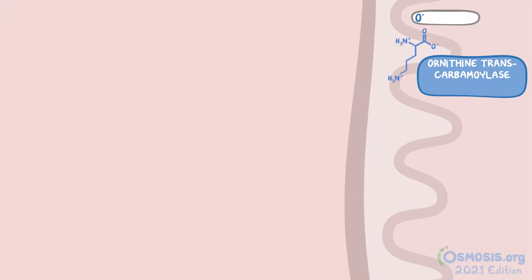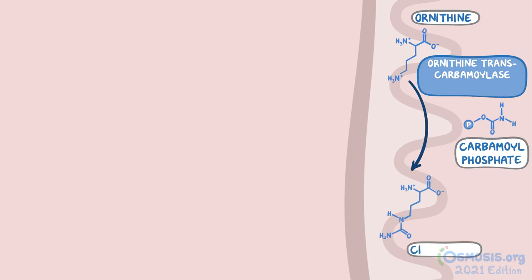In the second step of the urea cycle, also in the mitochondria, the enzyme ornithine transcarbamoylase combines the molecule ornithine with the carbamoyl part of carbamoyl phosphate to form citrulline, releasing free phosphate in the process. In fact, deficiency of ornithine transcarbamoylase is the most common genetic cause of increased ammonia levels, or hyperammonemia.